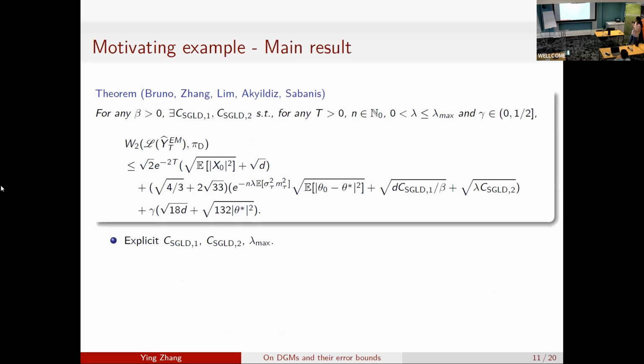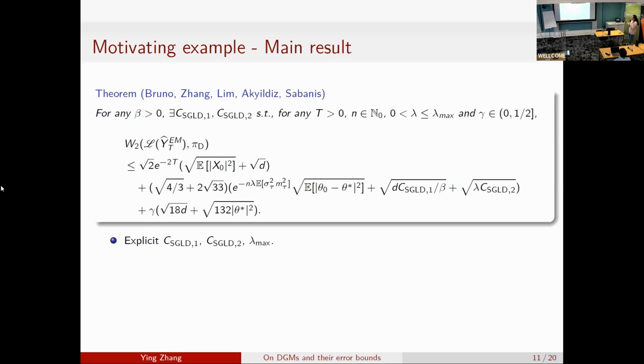Now for the result for the motivating example, it's given here. For any beta greater than 0, there exists a constant such that for any T, n and lambda, which is the step size of the SGLD algorithm, within this range, and for any gamma, which is the step size for the Euler-Maruyama process in the backward, which approximates the backward dynamic, with gamma in this range 0 to 1/2, we have this type of upper bound for the law of the backward scheme and the underlying distribution pi D in Wasserstein 2 distance.